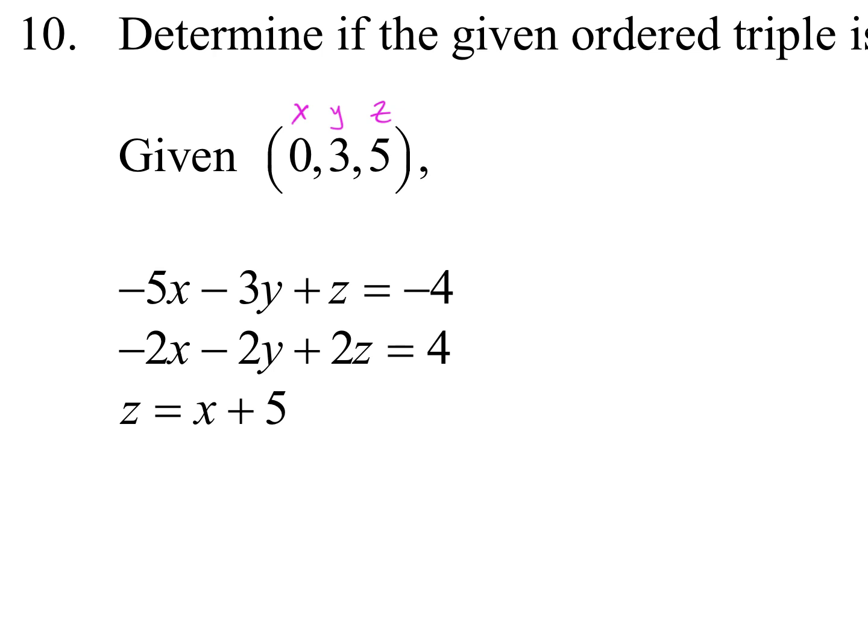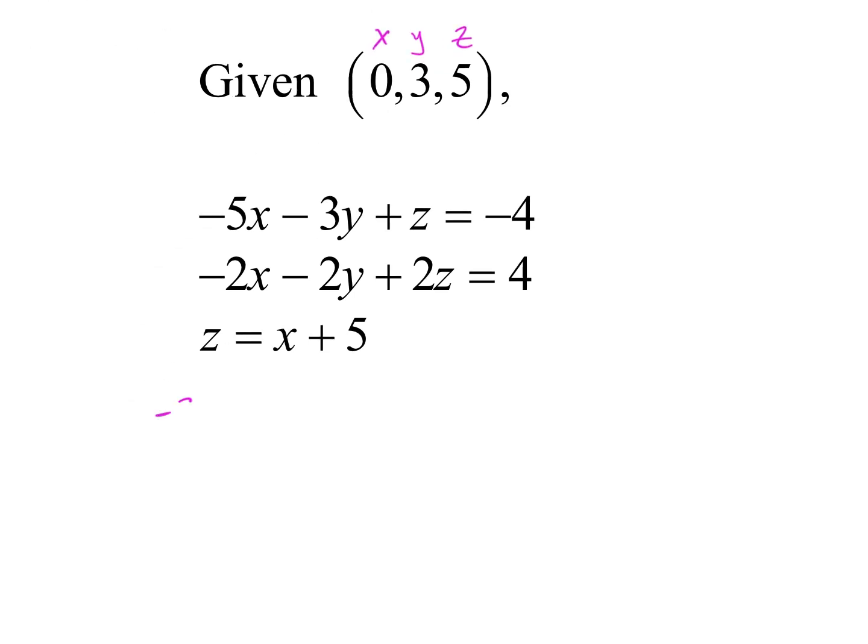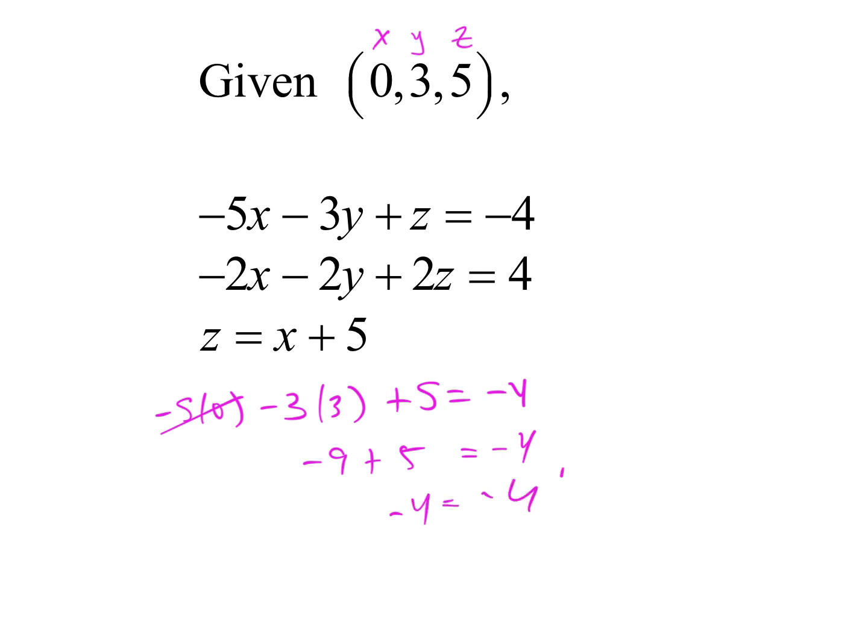So you would say, okay, negative 5 times 0 minus 3 times 3 plus 5. Does that equal negative 4? What's negative 5 times 0? 0. So negative 3 times 3 is negative 9 plus 5. Is that going to give me negative 4? Yep. Okay, so it works in the first equation.